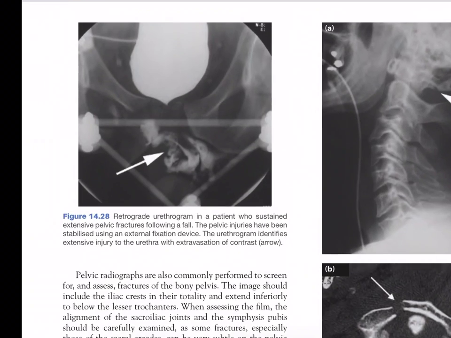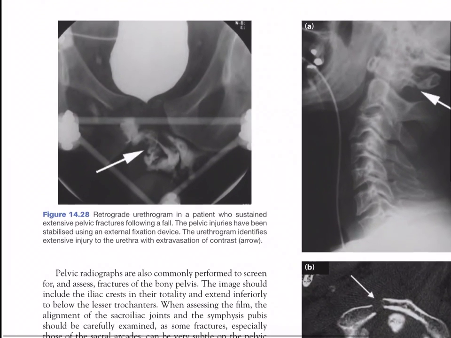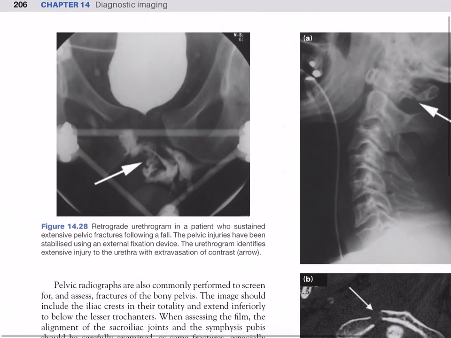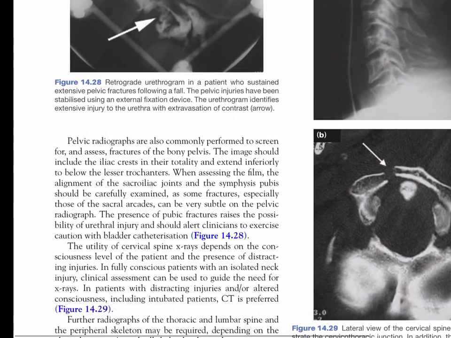In 14.28, retrograde urethrogram in a patient who sustained extensive pelvic fracture following a fall. The pelvic injuries have been stabilized using an external fixation device. The urethrogram identifies extensive injury to the urethra with extravasation of contrast.